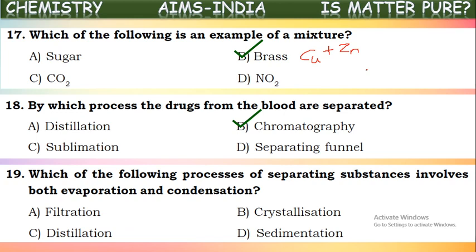In that way, the mixture of solid and liquid will be separated by using two techniques called evaporation and condensation. These two are done in the distillation process. So distillation involves these two, evaporation and condensation. Okay, next one.